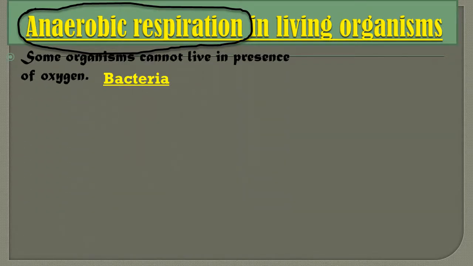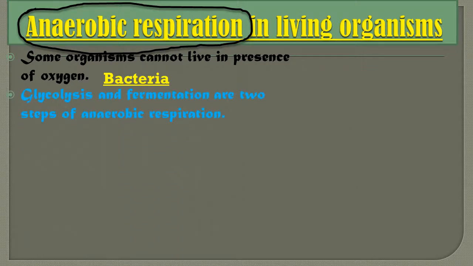So students, first of all, what is anaerobic respiration? It is a type of respiration in which the organism produces energy in the absence of oxygen. Some organisms cannot live in the presence of oxygen, for example many bacteria, and these bacteria have to perform anaerobic respiration for their energy production. That means they produce energy in the absence of oxygen.